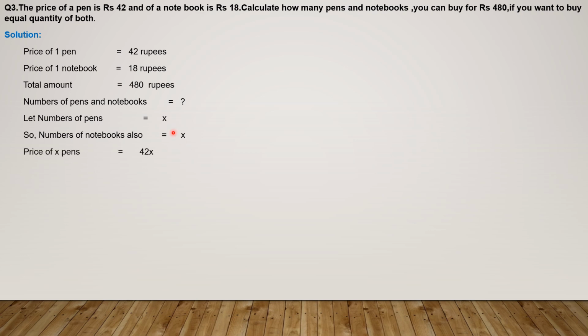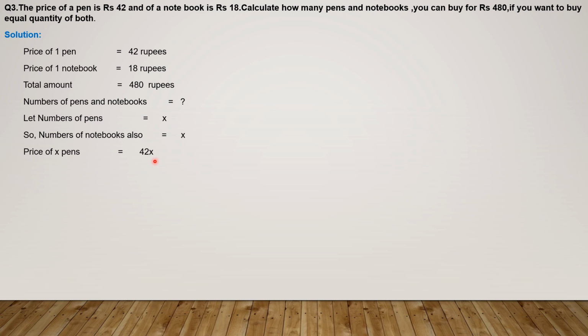Now if the price of one pen is 42 rupees, tell me what will be the price of x pens? 42x. For example, if the price of one egg is 10 rupees, what will be the price of 2 eggs? 20 rupees. What did you do? 2 multiplied by 10. Similarly, if the price of one pen is 42 rupees, what will be the price of x pens? 42x. The price of x pens is 42x.